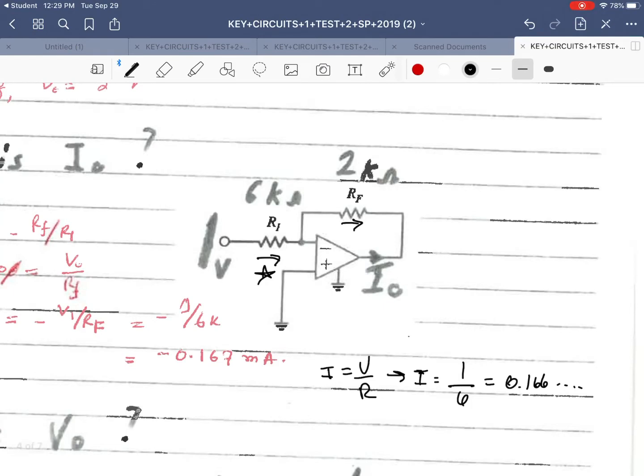And so we know that this is 1 over 6, right? But if we're trying to solve for this, we know that this current is equal to 1.6, but look, it's flowing this way, but this arrow is going this way, so they're opposing each other, and that's why we're going to get a negative.